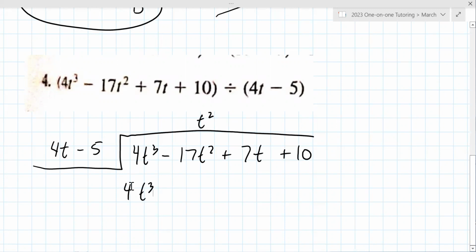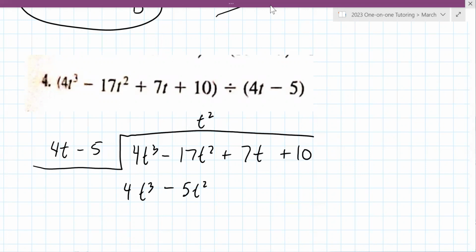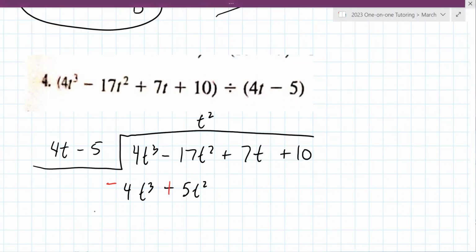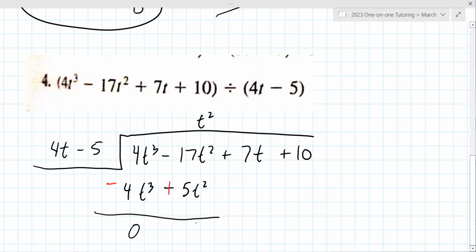You're probably noticing a pattern. These always line up and match. T squared times minus 5 is minus 5t squared. Now you change the signs. So negative, positive, add them up here. You should always get 0 in the first position. Minus 12t squared. You kind of just check, does that work? Does 4t go into that? It does. That's good. Plus 7t.